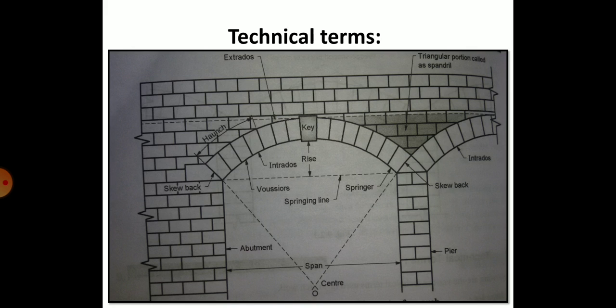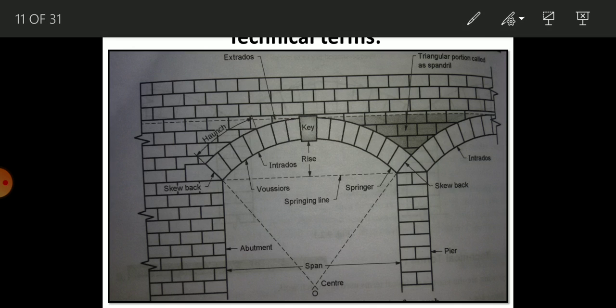Here are some technical terms we use for arches. You can see here, this portion is called the rise, this is the key, this is called the extrados, this part to this part is called the haunch, this is called the intrados, this is called the springer line, this is called the abutment. This part is called the span, this is called the skew back, this is called the pier.